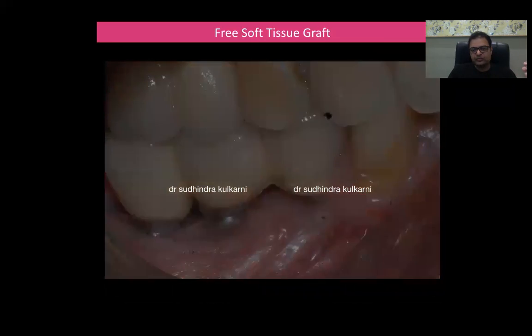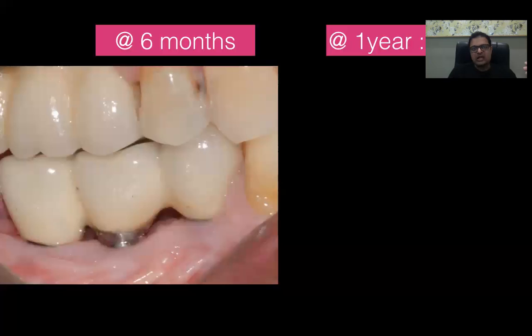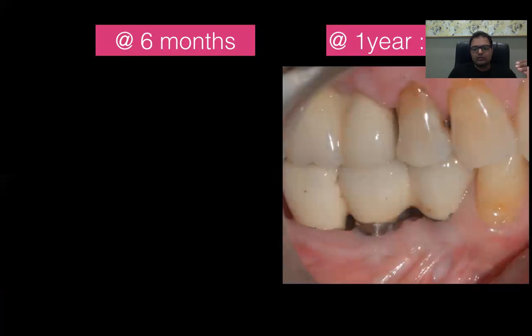This is at the first month follow-up. This is at 6 months follow-up. Now you start seeing when you have a good zone of keratinized tissue, the tissue starts creeping up. So the metal collar, which was exposed, is now getting covered up slowly. This is what we call the creeping attachment. Now you see that the amount of keratinized tissue is more than 2 millimeters there, and that has facilitated hygiene.